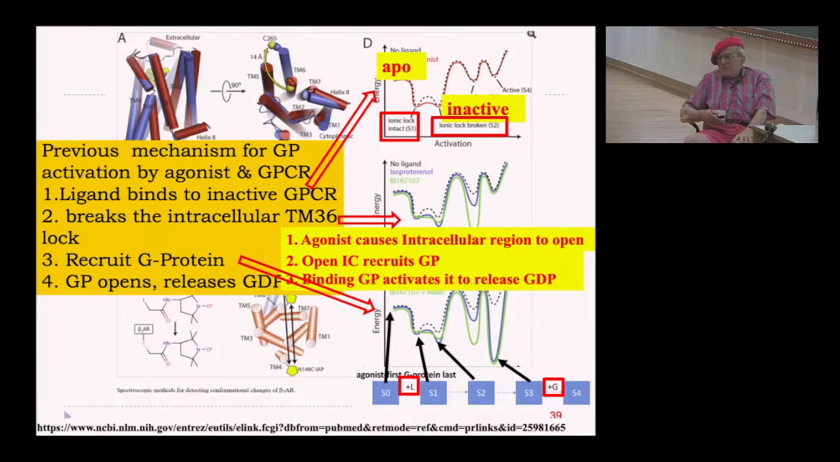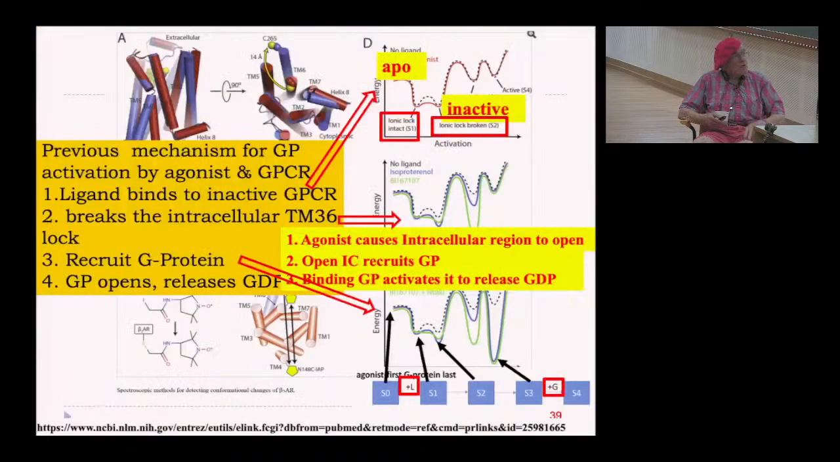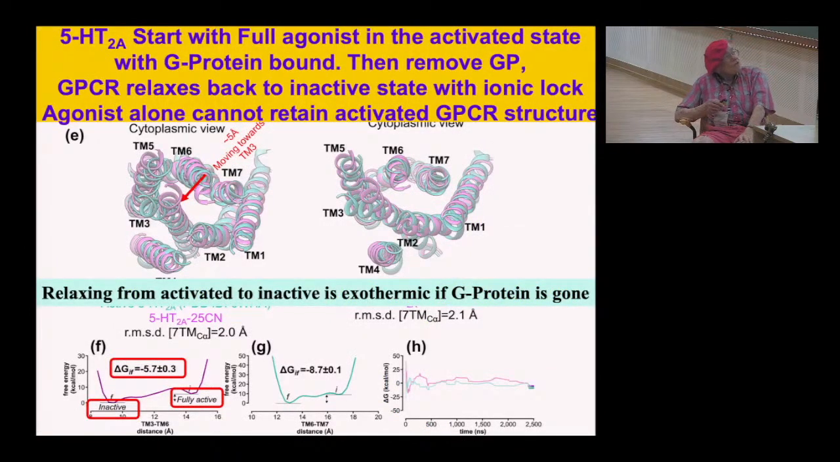So last year, up until we published this paper, people believed that the way these things work was you had the inactive GPCR, the ligand came in, and some kind of way opened up the inside part of the system to recruit the G protein to get activated. So this is the general textbook model for how G proteins work. We've proved this is wrong from a number of cases. This is one of the examples.